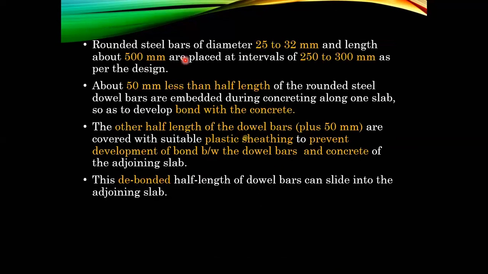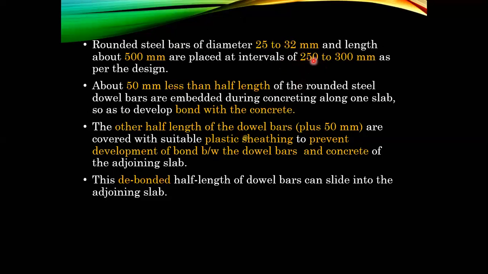Rounded steel bars. What is the shape? The shape of the steel bars will be rounded. And while designing, you have to take the diameter, that is, you have to assume the diameter of the dowel bars between 25 to 32 mm. This is the thickness or diameter. The diameter of the dowel bars is 25 to 30 mm, and the length will be 500 mm, that is 50 centimeter length.